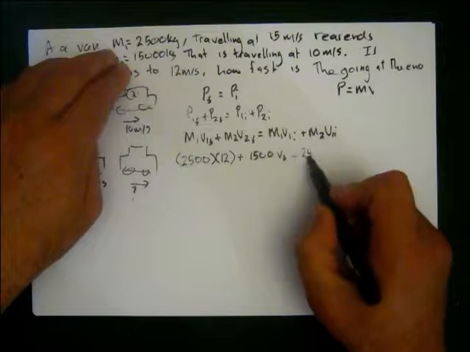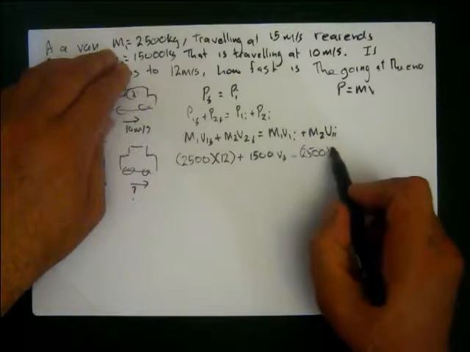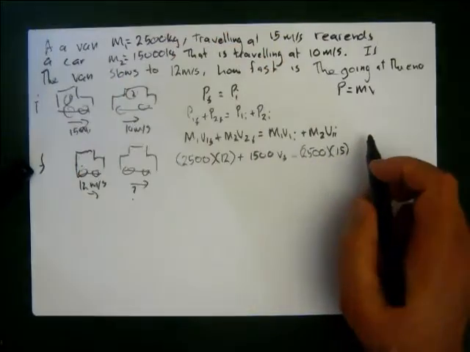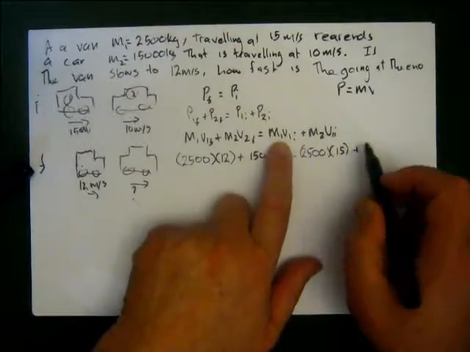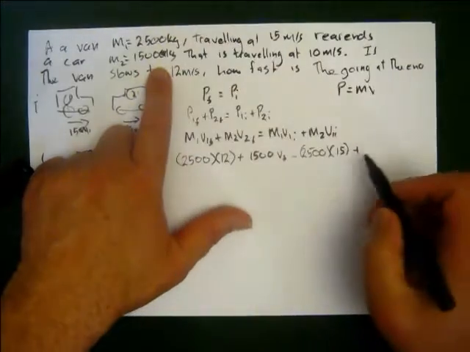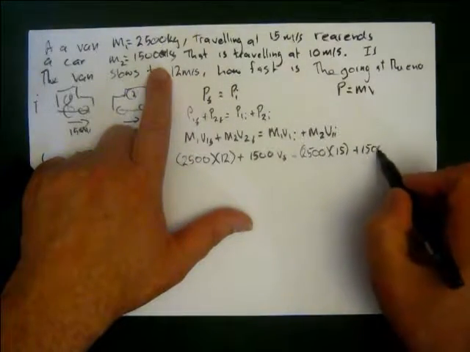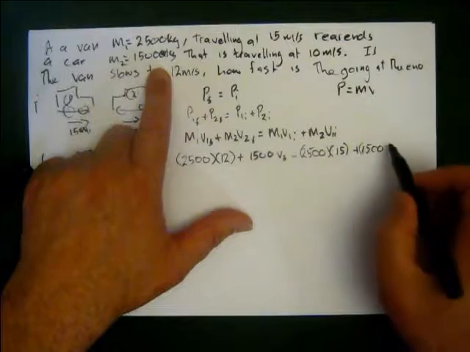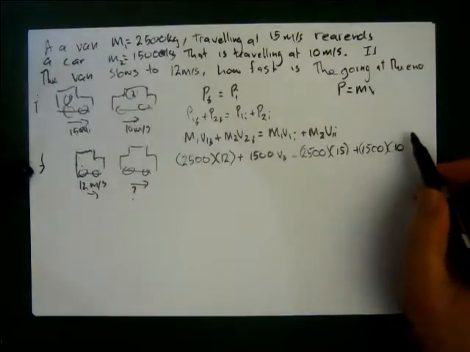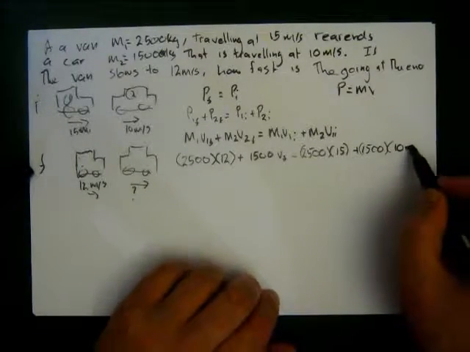Equals, well, what were the start values? Well, we had 2,500 times 15, that's the initial, plus 1,500, it's meant to be 1,500, not 15,000, heavy car, 1,500 times 10 meters per second. That's how much it started.